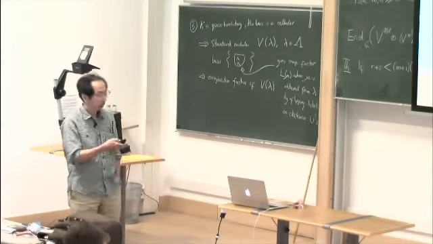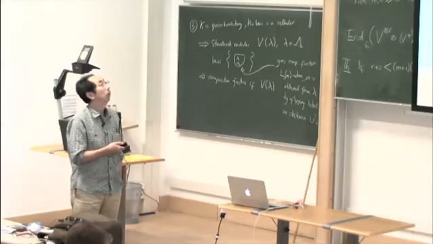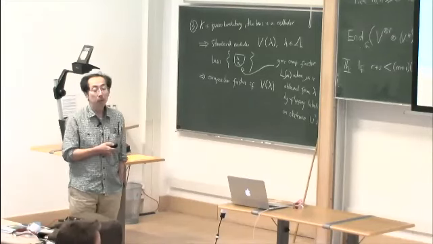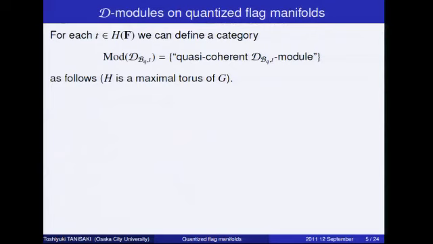And I also want to consider D modules on this non-commutative variety. Again, we can define the category of D modules on this variety. We don't have actual D modules, but we have a category. An object of this category may be called a quasi-coherent D module. And B_q is a flag manifold. t is a twisting parameter of the ring of differential operators.